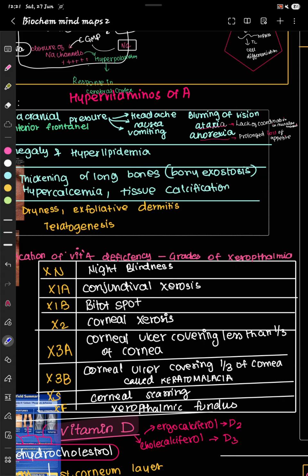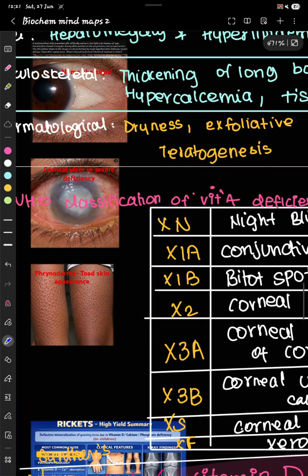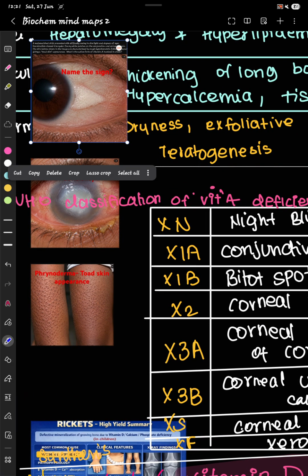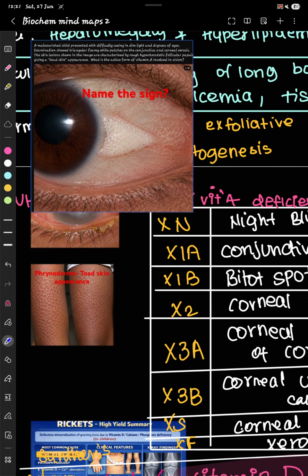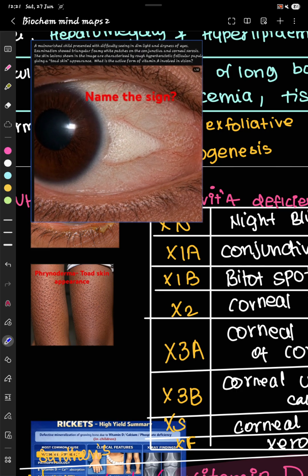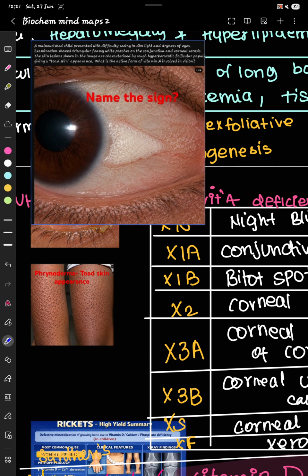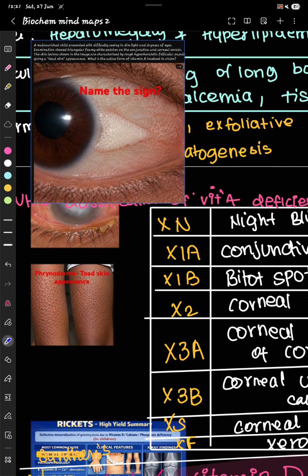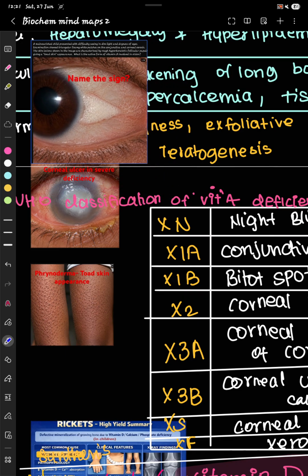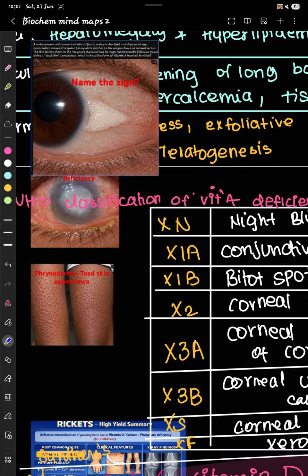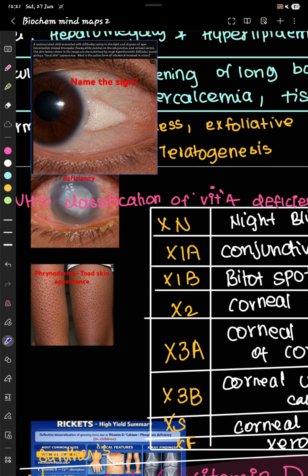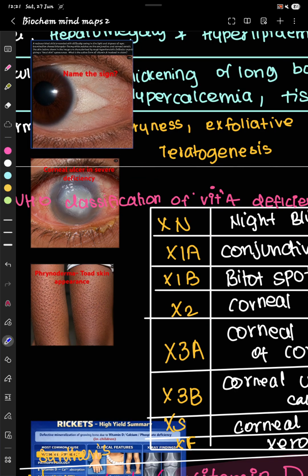Then comes conjunctival xerosis, that is the Bitot spot, where there is the appearance of a white colored triangular patchy thing. A malnourished child presents with difficulty in seeing in dim light and dryness of eyes. Now there is a formation of triangular foamy white patches on the conjunctiva. Conjunctiva is nothing but the white part of the eye. There is a foamy triangular white patch which is called the Bitot spot.